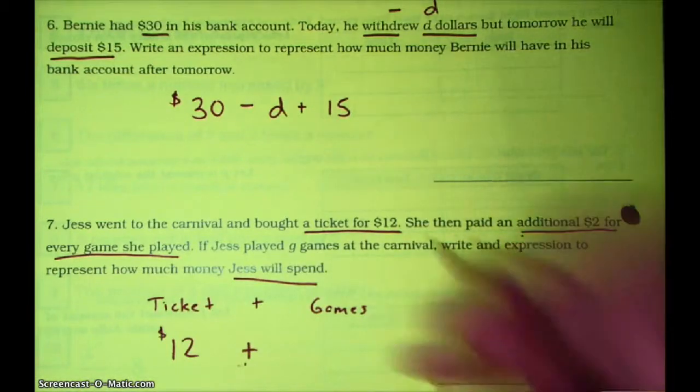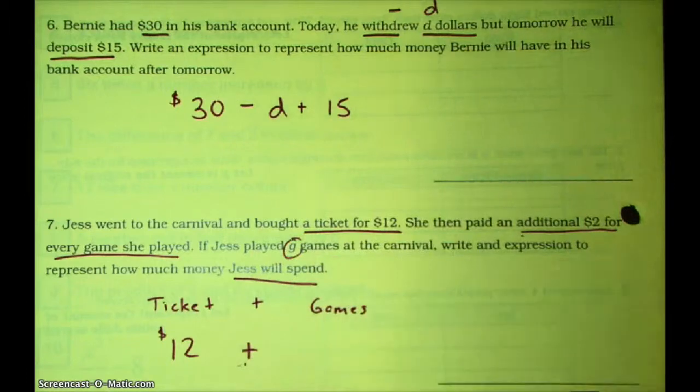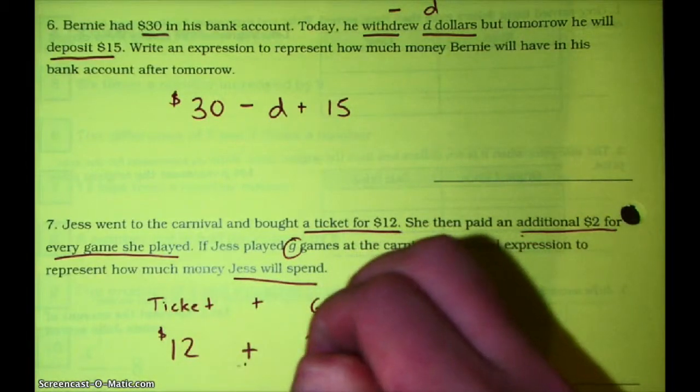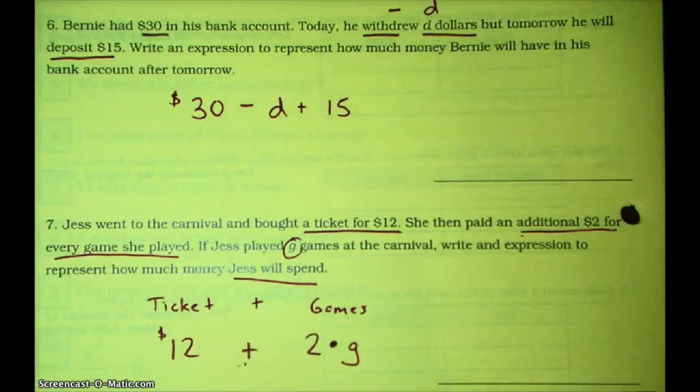So if we don't know how many games she played, and the variable they give us is G, our rule will say that for the games, Jess will pay $2 times the amount of games G that she plays. And so I've got my expression here to represent the total cost. Jess will spend $12 on a ticket plus $2 for every game she plays.